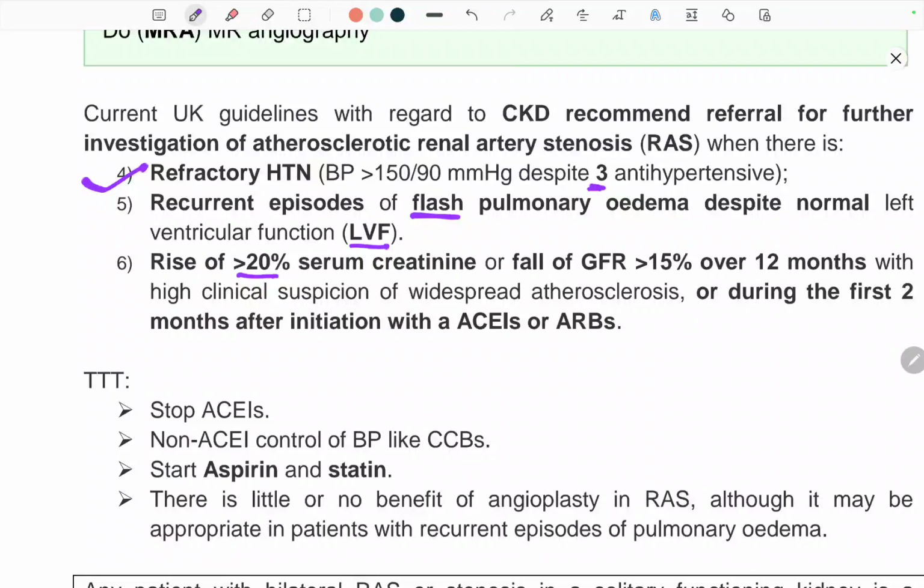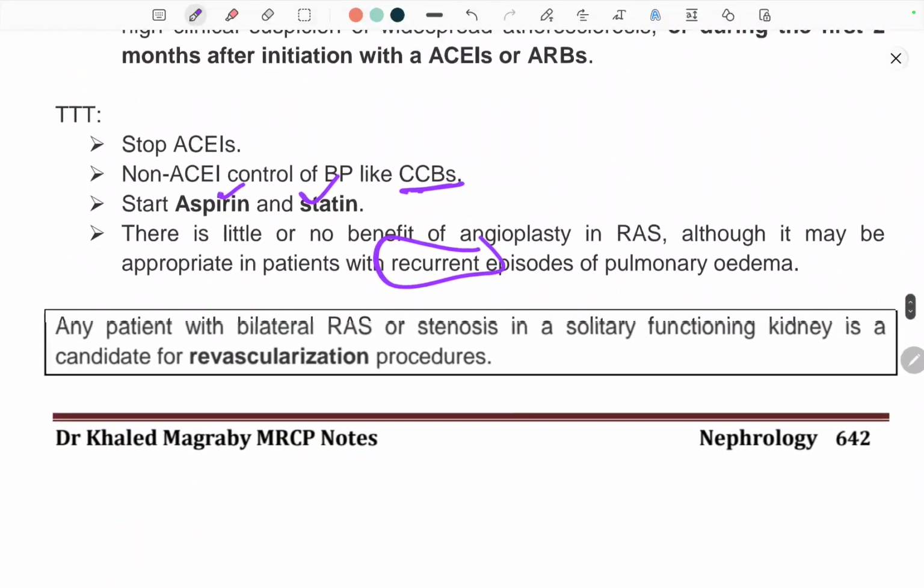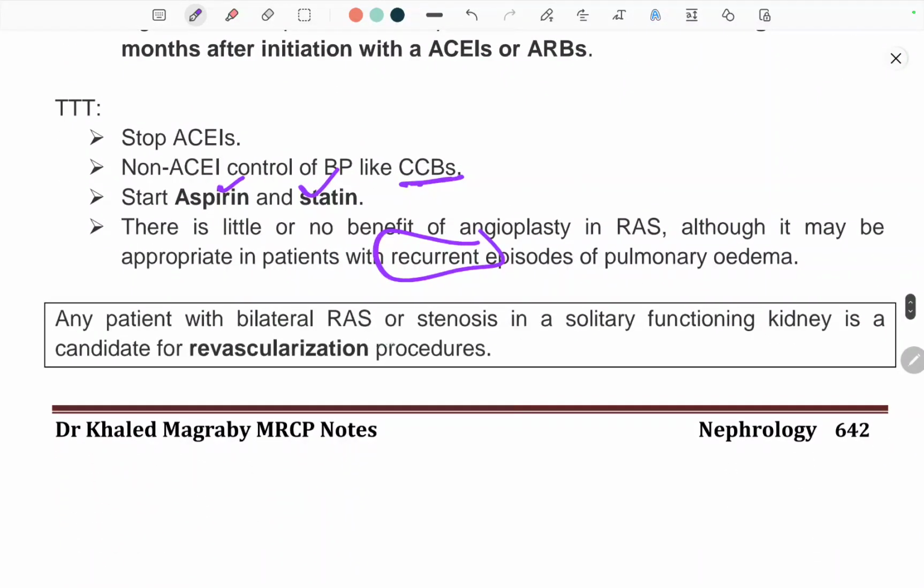Treatment is to stop ACE inhibitors. Control BP with non-ACE inhibitors like CCB. Start aspirin and statin. There is little or no benefit of angioplasty in RAS, although it may be appropriate in patients with recurrent episodes of pulmonary edema. Any patient with bilateral RAS or stenosis in a solitary functioning kidney is a candidate for revascularization procedures.